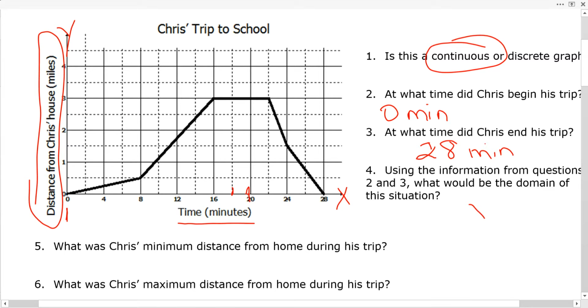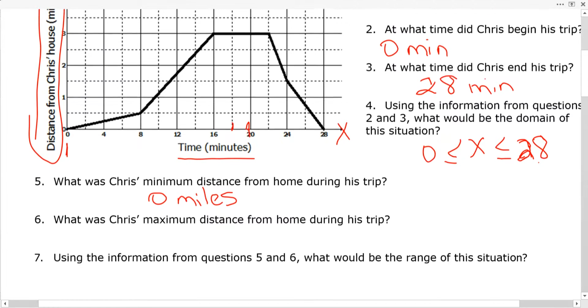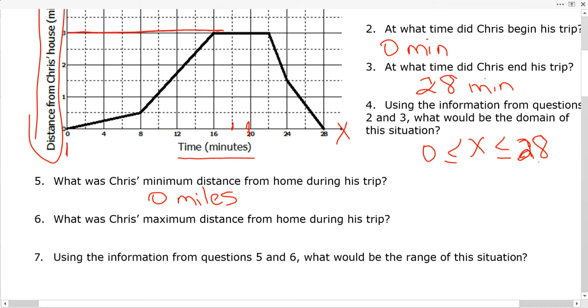So the domain is going to be the x values in the middle, less than or equal to signs, because there's no open circles. So in between 0 and 28 would be our domain. His minimum distance from home during the trip would be 0 when he was actually at home, and that's miles. His maximum distance from home is going to be right here, which is at 3 miles.